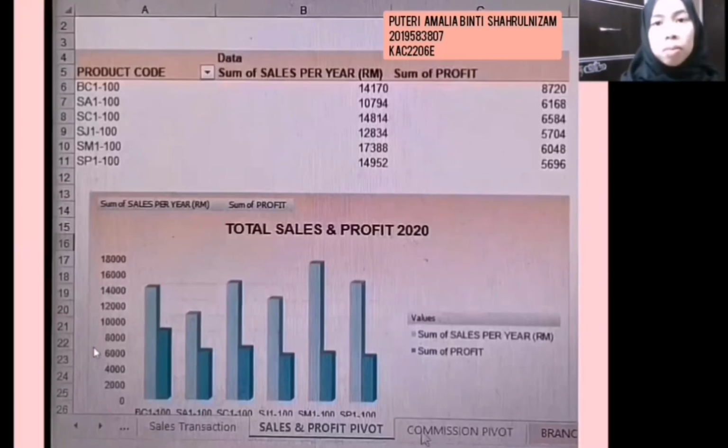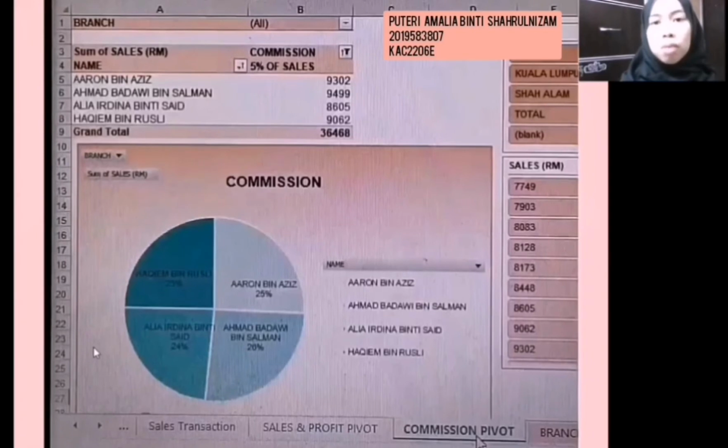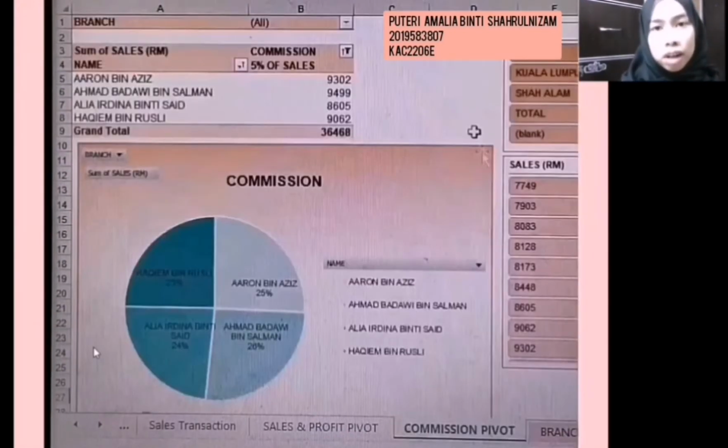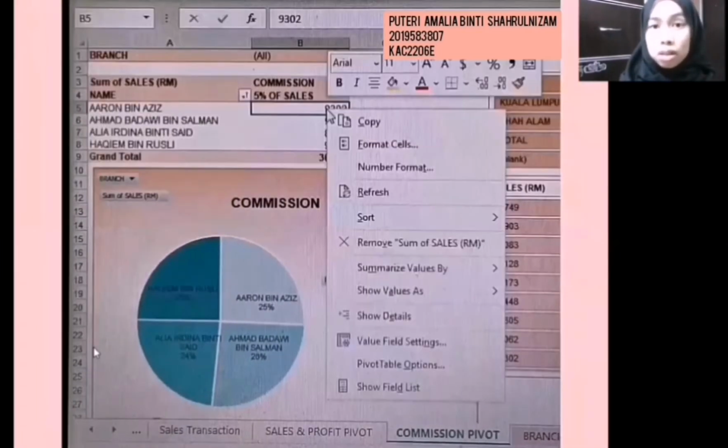Here are our pivot table and charts showing profit and sales, commission, and also total cost of product. We can also sort it to see the highest or lowest on the table.